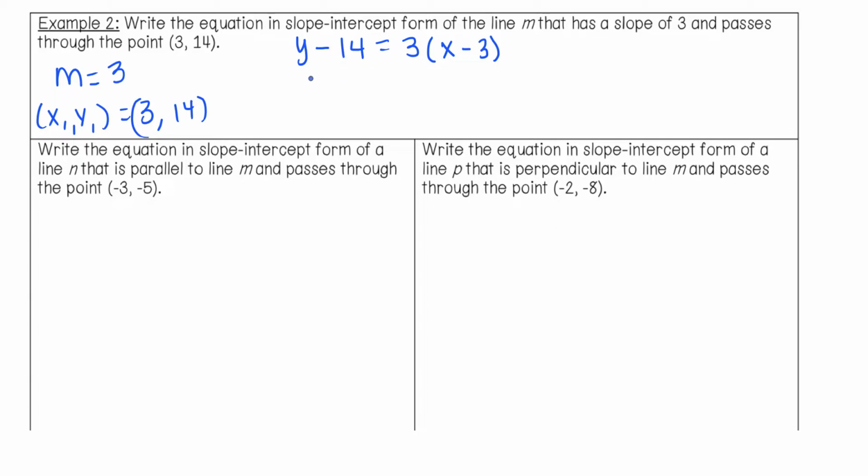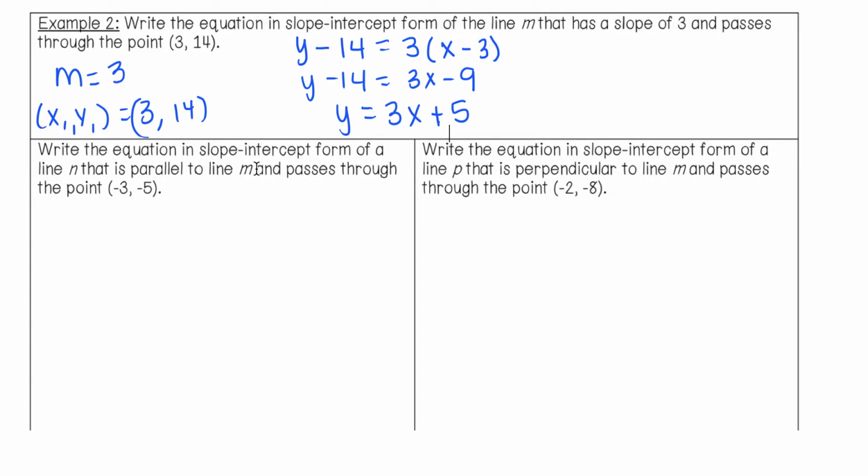So we'll have y minus 14 is equal to the slope m times the quantity x minus 3. Then we're going to distribute on the right side. So we're left with 3x minus 9. We'll add 14 to both sides, so we're left with 3x plus 5. So that is our original line here.